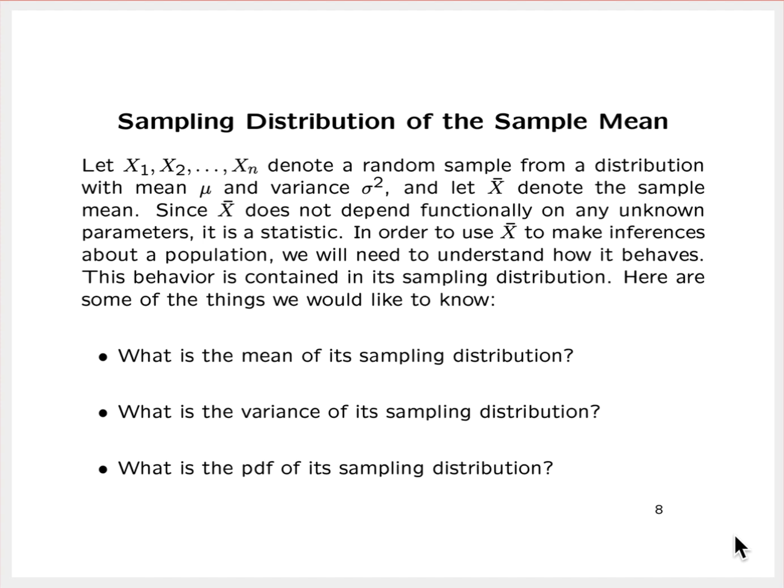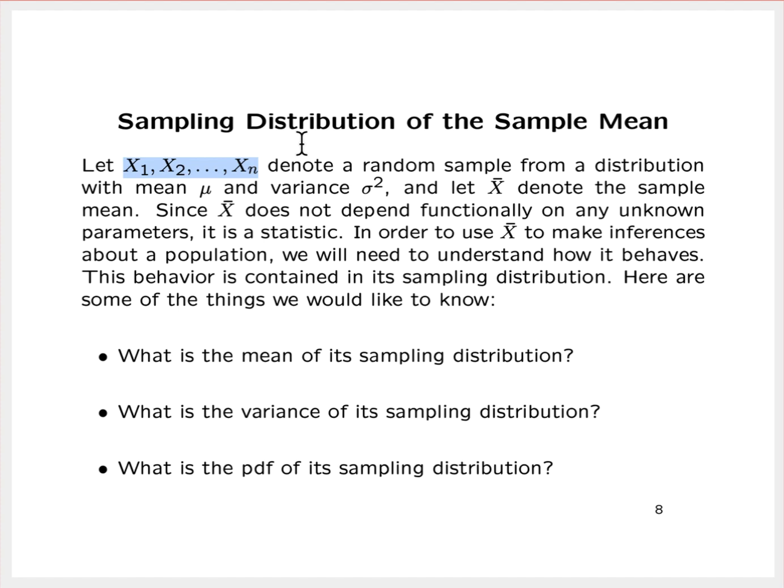So let's look at the sampling distribution of the sample mean as a very important application of the concept of a sampling distribution. Let x1 through xn denote a random sample from a distribution that has a mean of mu and a variance of sigma squared, and let x bar denote the sample mean. Let me reiterate that we have a random sample of size n: x1, x2, and so forth up to x sub n.